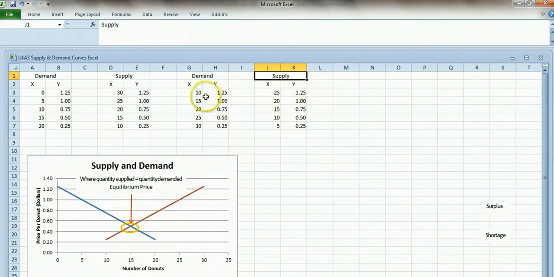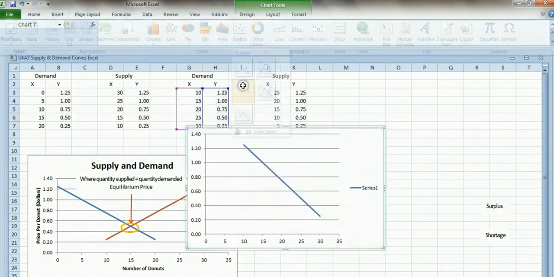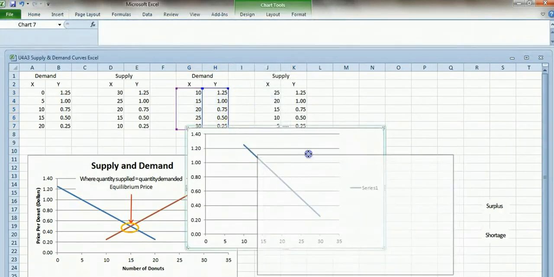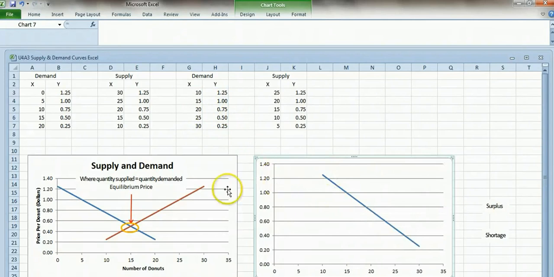So we are now going to create a new graph. So I'm going to capture, go into insert, go to scatter, and there I've got my new graph, and as you can see it's quite steeper. Then I'm going to get rid of the series, and I need to put in my supply at this time, as I only have my demand curve here.